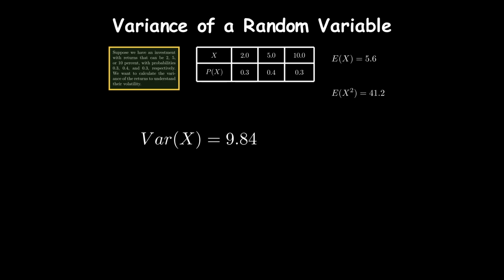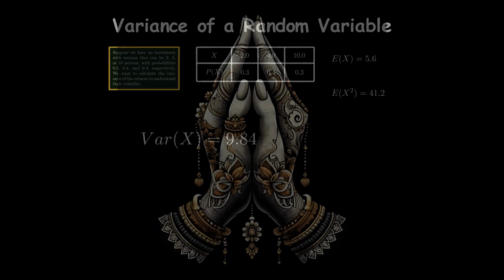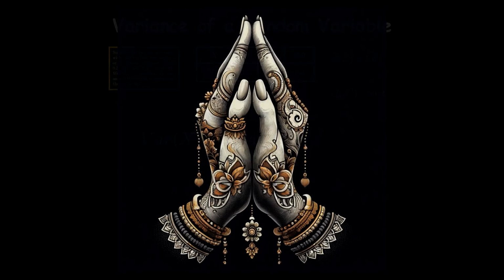And that's all for this video. In the next video, we will learn about another popular distribution called the Poisson distribution and calculate its expected value and variance.